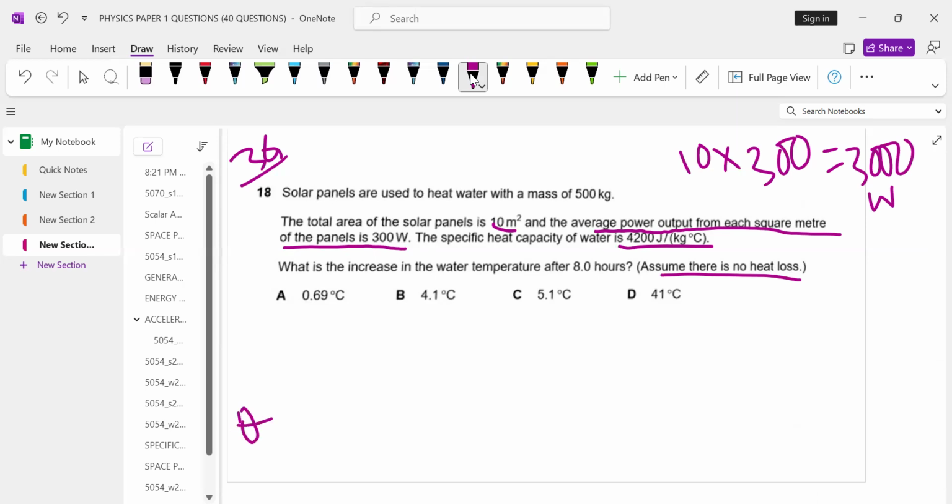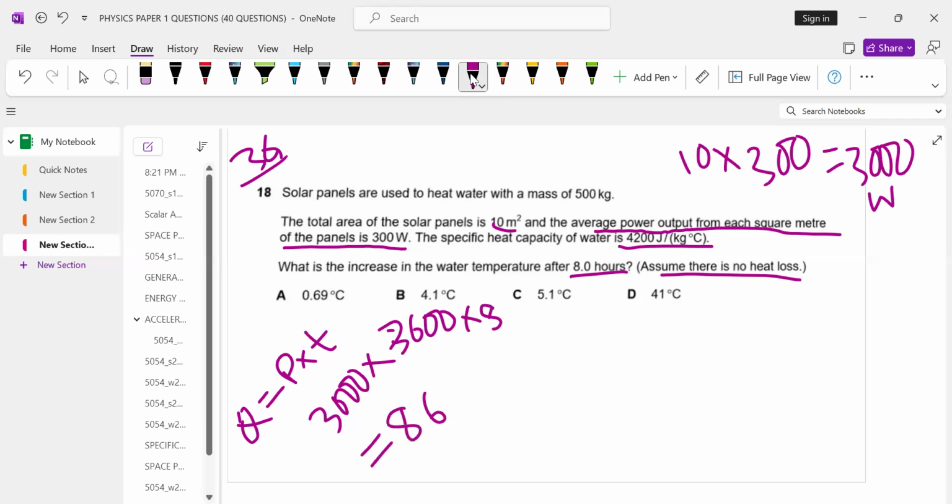energy, or you can say heat energy equals power into time. Power is given, 3000 watts, and time is given, 8 hours. You need to convert this 8 hours into seconds. For this, you need to multiply it by 3600. So 3000 into 8 into 3600, which gives us 86,400,000. So this is the heat energy.